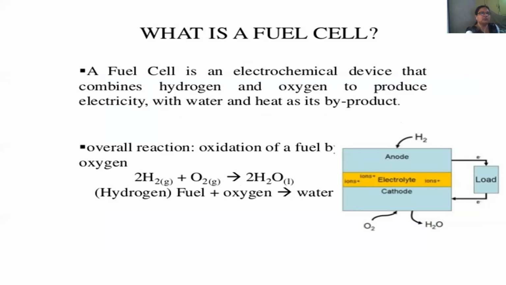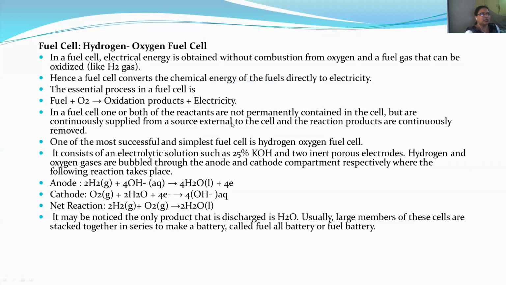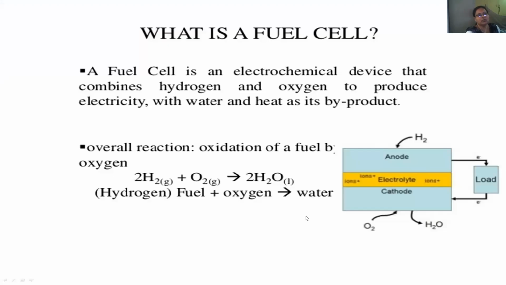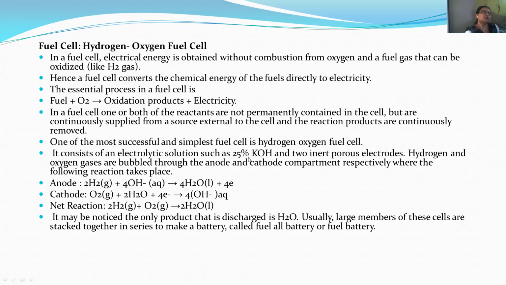So actually a fuel reacts with oxygen to form oxidation products and electricity. This is the main basic thing of a fuel cell. So it undergoes oxidation to form an oxidation product and then electricity. So electrical energy is obtained without combustion from oxygen and a fuel gas that can be oxidized, like hydrogen gas.